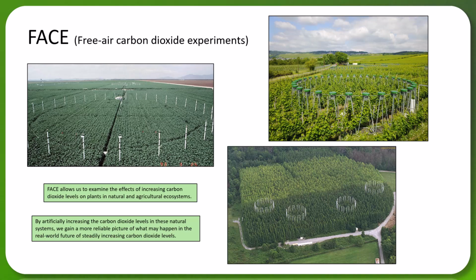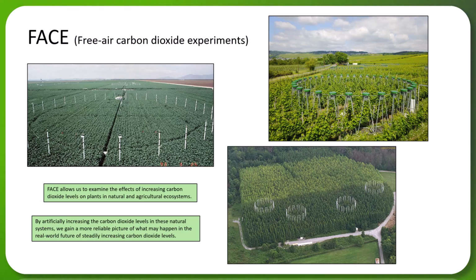And so how these experiments work is that there are typically large circular plots that are typically between 10 and 30 meters in diameter. These are established in fields or forests. Vertical pipes or towers are going to be put around that plot to surround the plot, and they constantly release CO₂ gas to increase the local concentration of CO₂ within that circle.